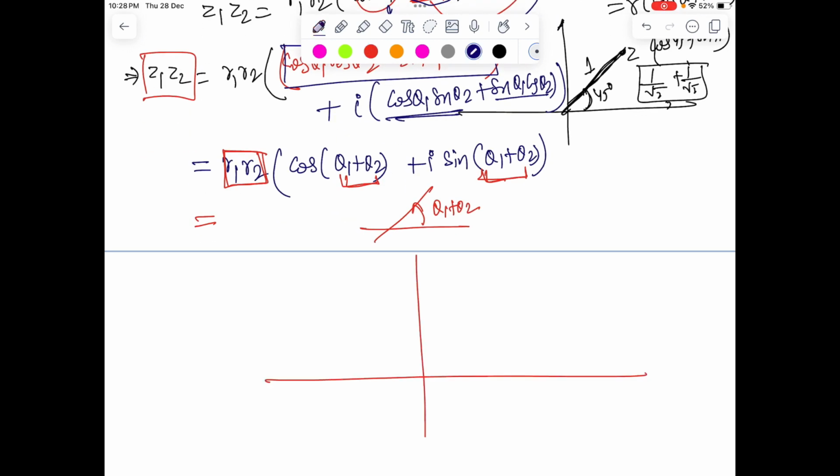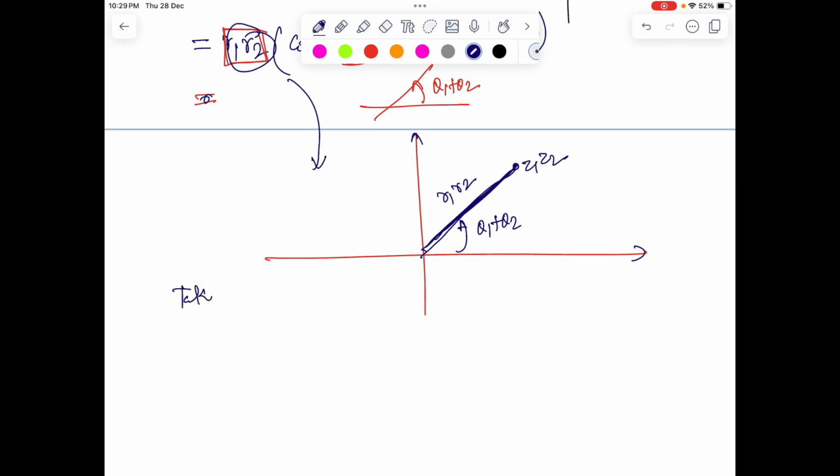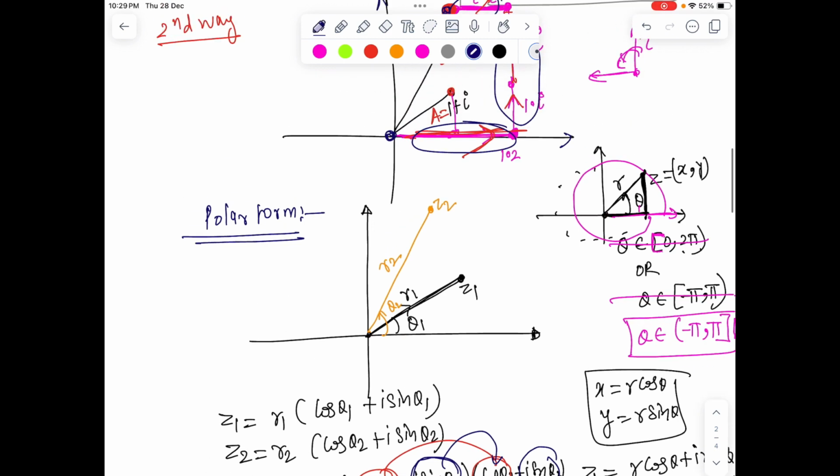So the final result can be interpreted as: z1 z2 is a complex number somewhere which is a distance of r1 r2 from origin, and the angle is now theta 1 plus theta 2. So what's the takeaway? The takeaway is very clear. If we have got two complex numbers z1 and z2, their product is such that the magnitude is being multiplied. So z1 z2 will be a complex number having magnitude r1 r2.